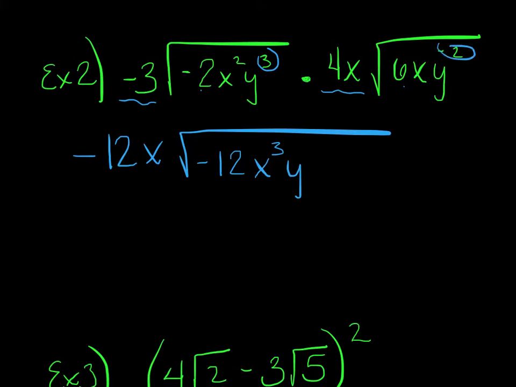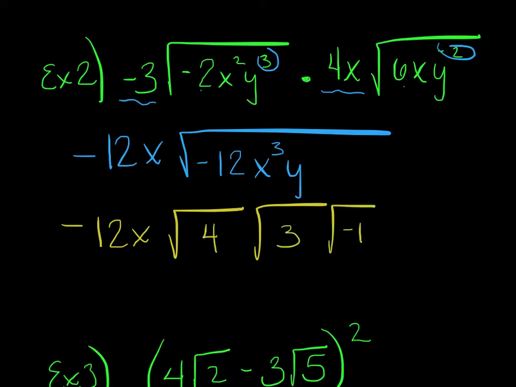Now, you're not done until you simplify. So let's break it down. I'm going to leave my outside alone. I'm thinking 4 and 3 make 12, and a negative 1 to get my negative 12. I'm going to go with an x squared and a plain old x, and then just a plain old y. Hopefully you agree with that. Again, 4 times 3 gets me the 12, and the negative gives me the negative 12. The x cubed, I'm going to go with an x squared and an x, and then a plain old y.